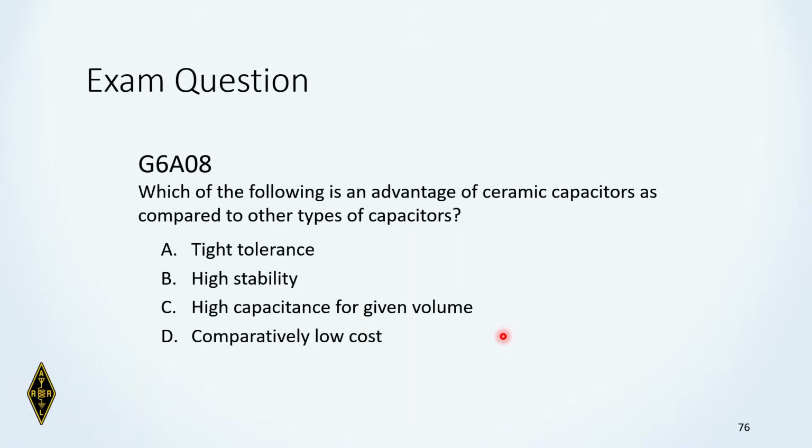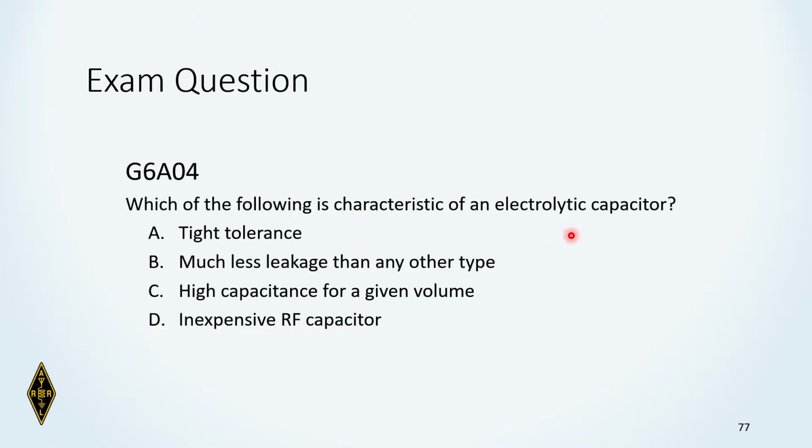Okay, some generic questions on capacitors. Which of the following is an advantage of ceramic capacitors as compared to other types? Delta. They're cheap, comparatively low cost. Which of the following is a characteristic of an electrolytic capacitor? Charlie, high capacitance for a given volume.